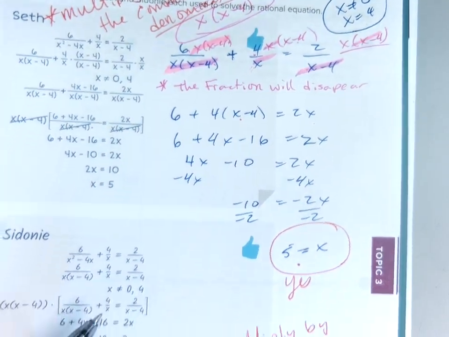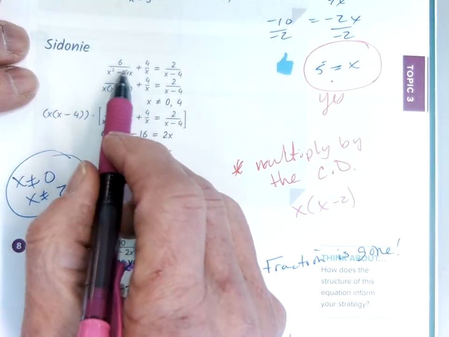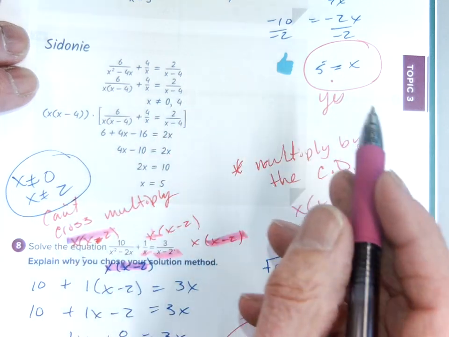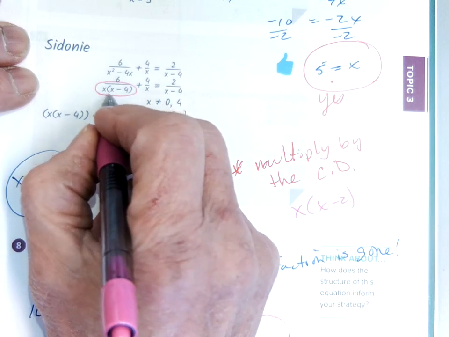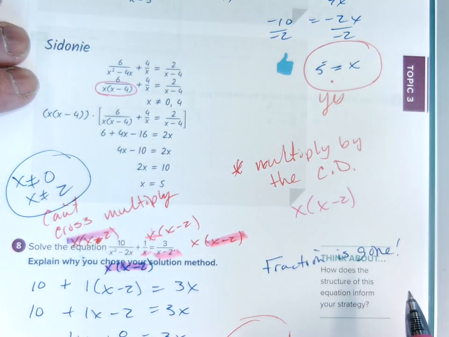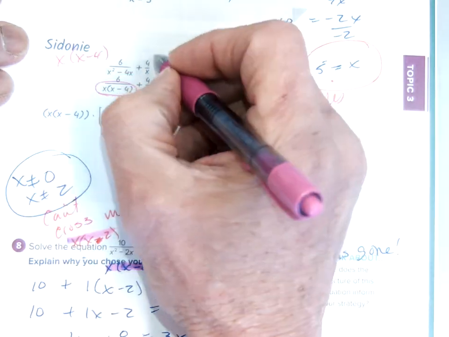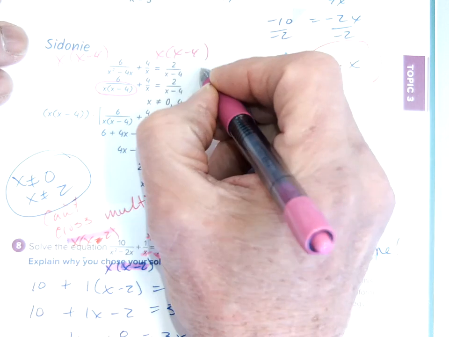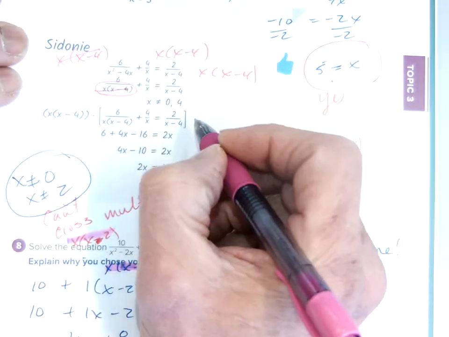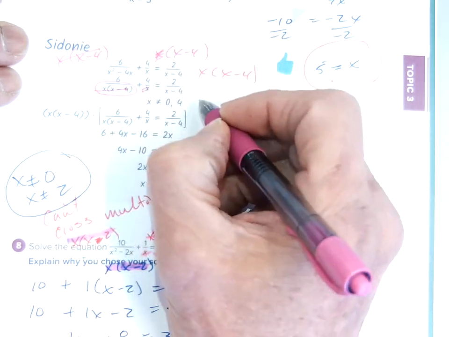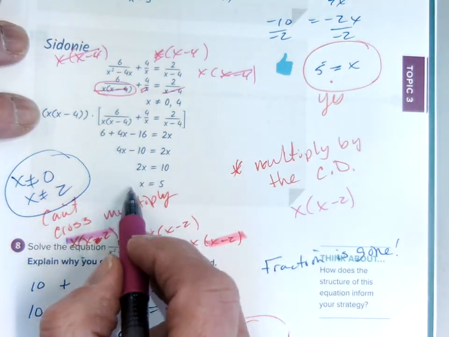Okay? Then finally we got one, Sidone. Sidone recognized the same thing. We got three fractions. Don't cross multiply, find the common denominator. So the common denominator in this case is x times x minus 4. So if you multiply everything by x times x minus 4, you'll cancel the x, you'll cancel the x minus 4, and then it becomes just an algebra problem where you get x equals 5, okay?